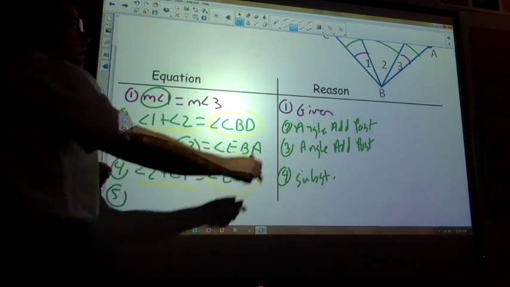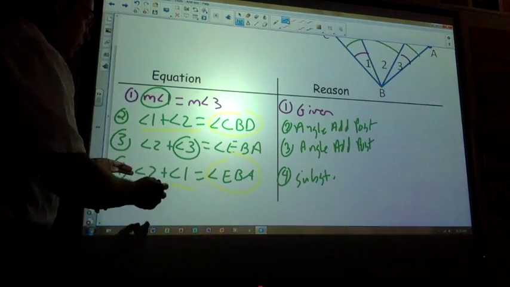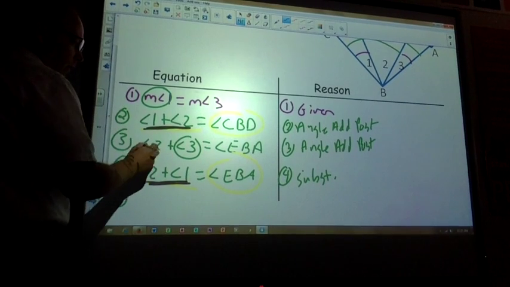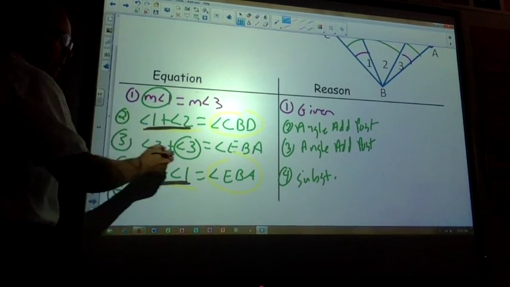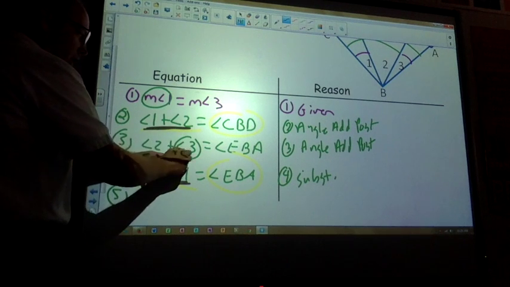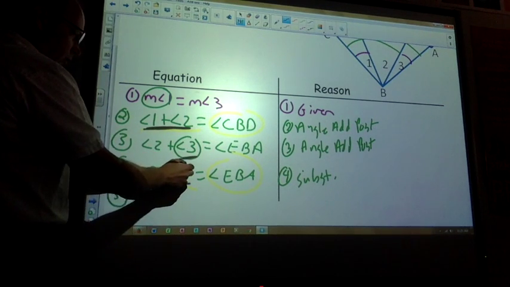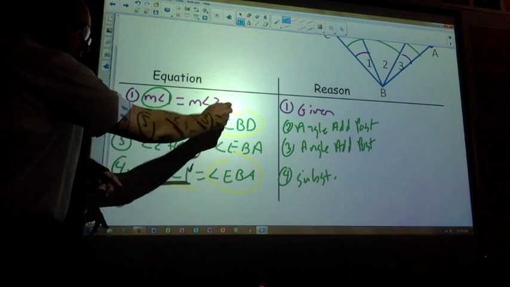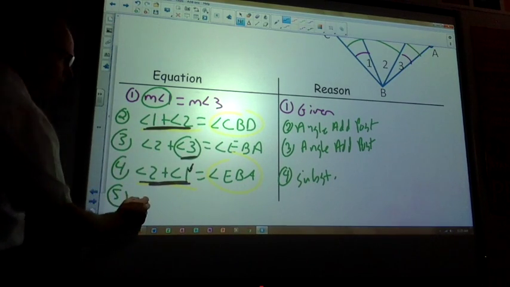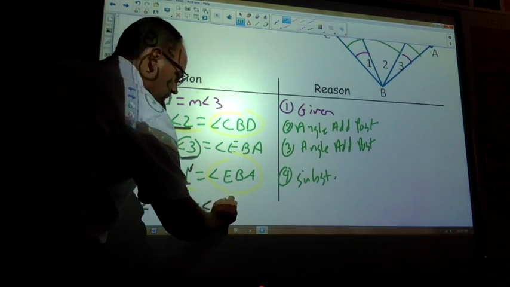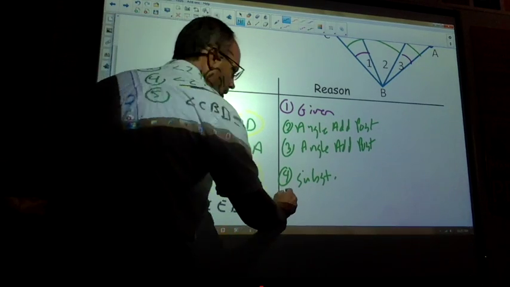But why do you have to have step 4 then? Step 4, because you have to be able to show that this and this are equivalent. They do not appear to be equivalent at this point. But by me doing substitution here, it allows me to have the exact same thing written twice, equaling different angles. So then I can say angle CBD is equal to angle EBA. That's the transitive property.